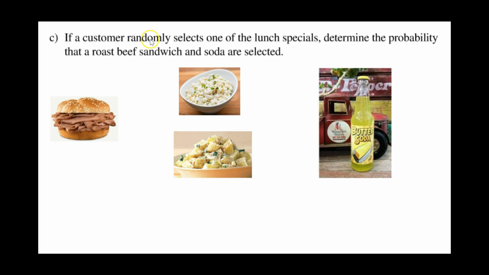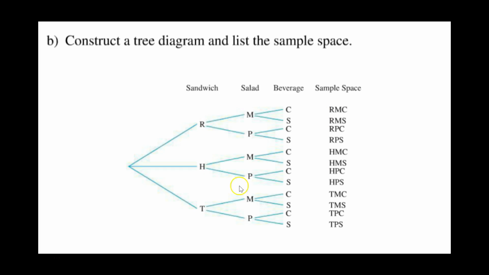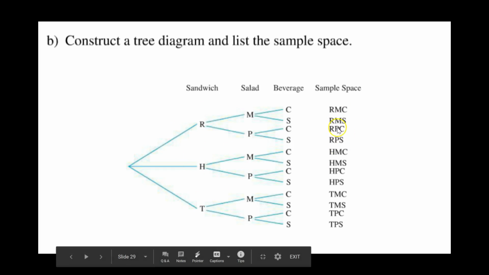So if a customer randomly selects one of these lunch specials, determine the probability that a roast beef sandwich and a soda are selected. You can do it one of two ways. You can make your own tree diagram with just the items that are presented to you, or you can make the whole listing for the whole problem and just look in the listing.